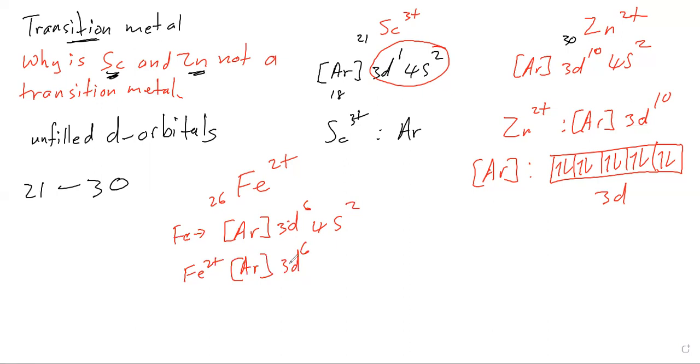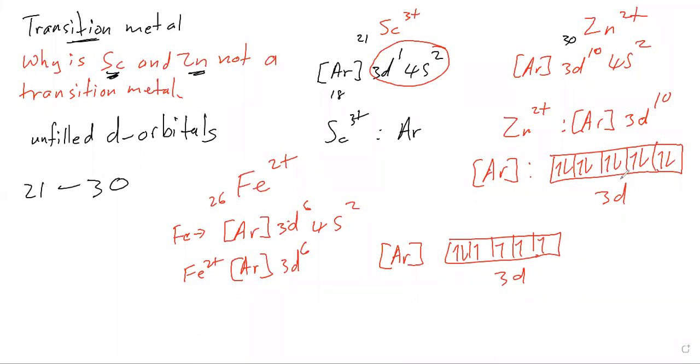Where was I? Right. So if you look now, it would be argon, then 1, 2, 3, 4, 5. That's 3d, 6 electrons. We fill the d orbitals one at a time. It goes singly. Right, so iron is a transition metal.